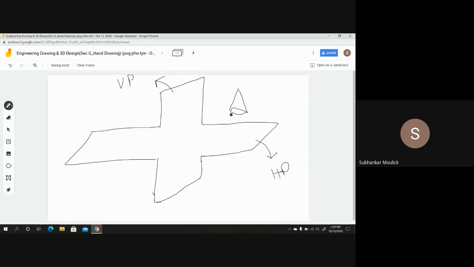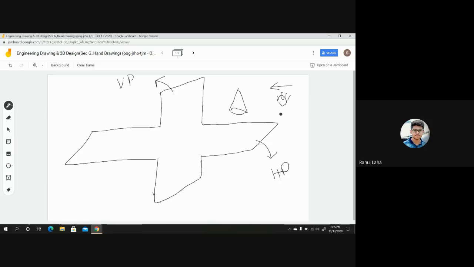Okay. Next step is what? Next step is your observer. Because on the basis of viewing the object, you will decide which one is your front view, which one is your top view, and which one is your side view. So let us assume that this is my observer, and the observer is looking at this object in this direction. And this direction is nothing but the front direction. Am I clear so far?